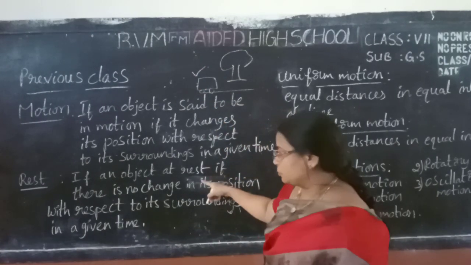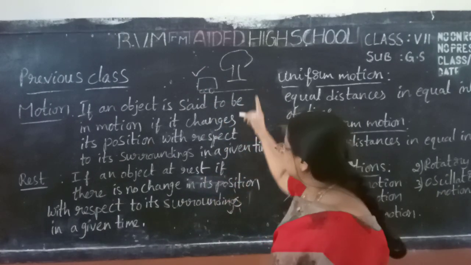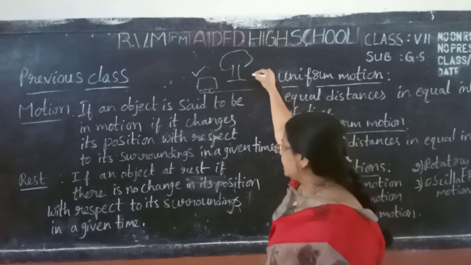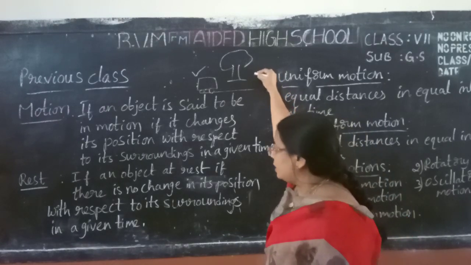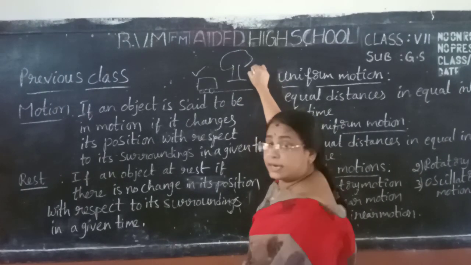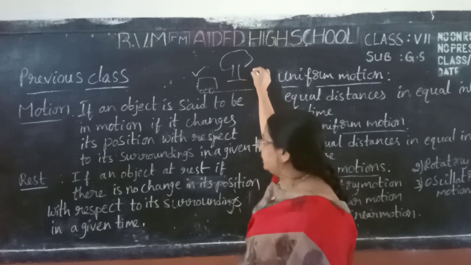Next we move to rest. If an object is at rest, if there is no change in its position with respect to its surroundings, that object is said to be at rest.